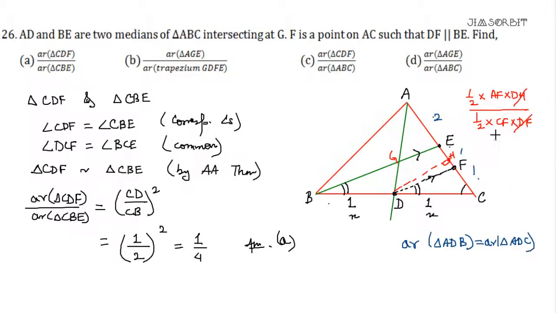So DH will cancel. We will be having only AF by CF. Or we can say that these two triangles ADF and CDF are in the ratios of their sides only. The areas of ADF and CDF are in the ratios of their sides only. Correct. This is fine. So I'm going to do that same problem now. Don't worry.